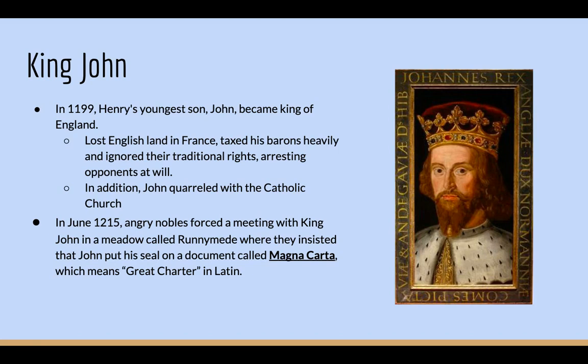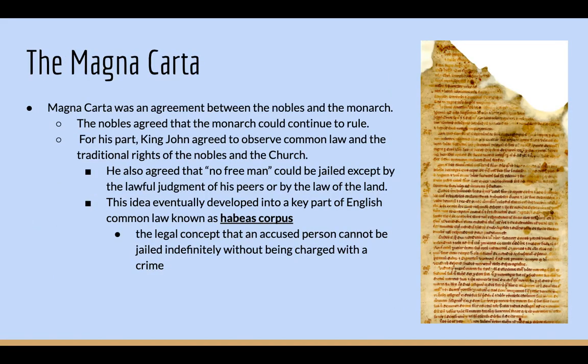So what is the Magna Carta? What is this document that King John was forced to affix his seal to? Well, the Magna Carta was an agreement between the nobles and the monarch. The nobles concurred that the monarch could continue rule. So they agreed that King John could continue to act as King of England.